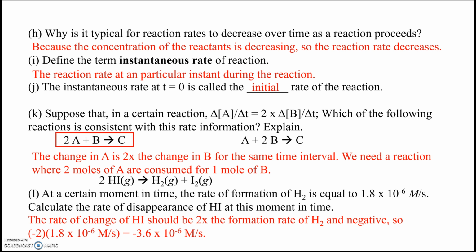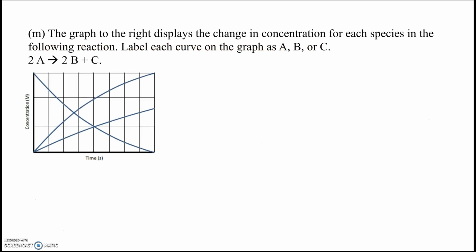So we're going to take our number from part L and multiply that by minus 2, and we get negative 3.6 times 10 to the minus 6 molarity per second. All right, part M. The graph to the right, and originally in my notes it was on the right, now it's below here, displays the change in concentration for each species in the following reaction. We want to label each curve on the graph as A, B, or C, and here's our reaction.